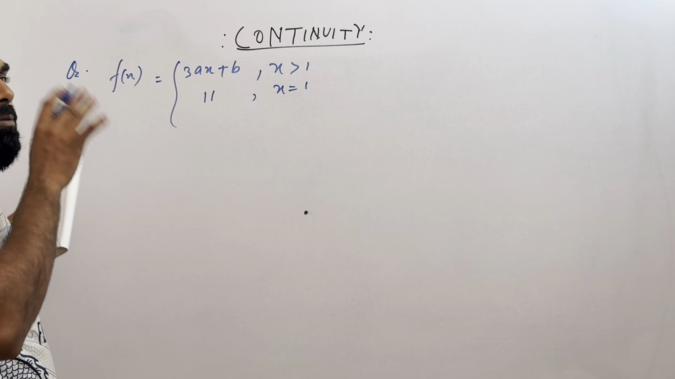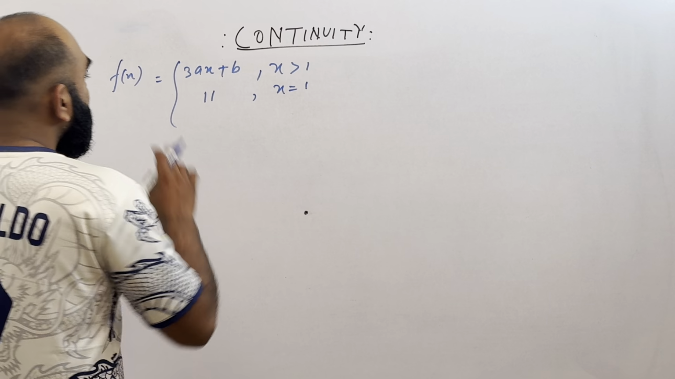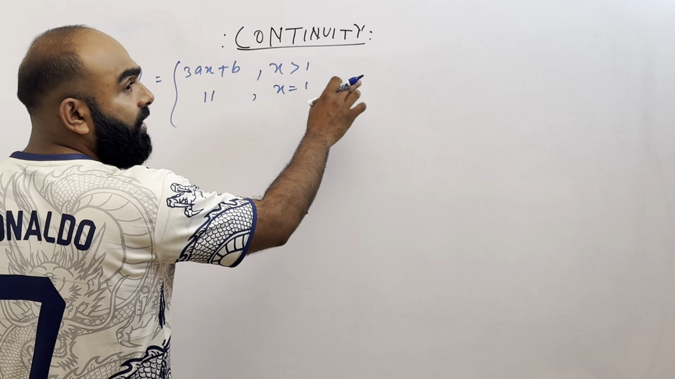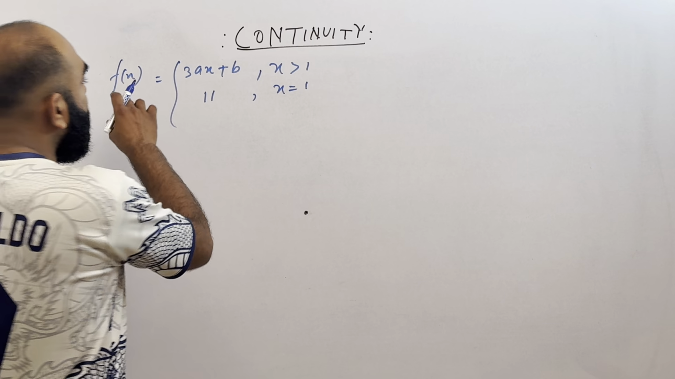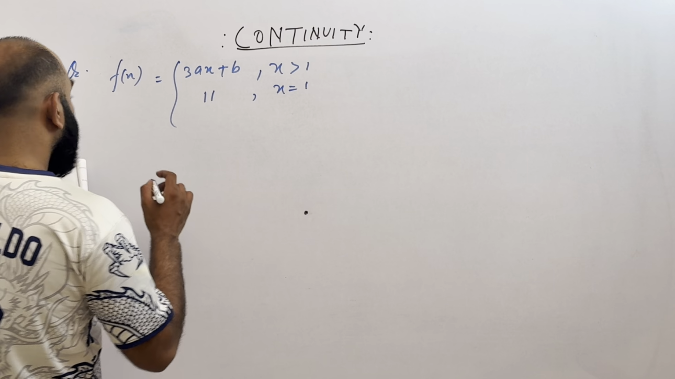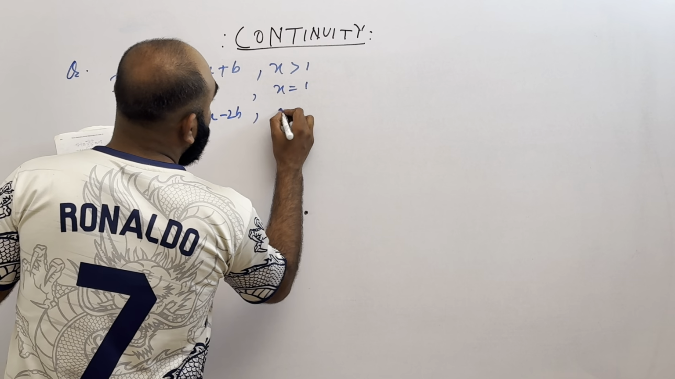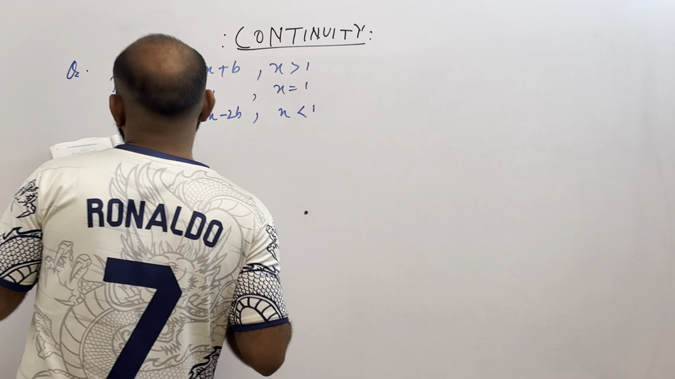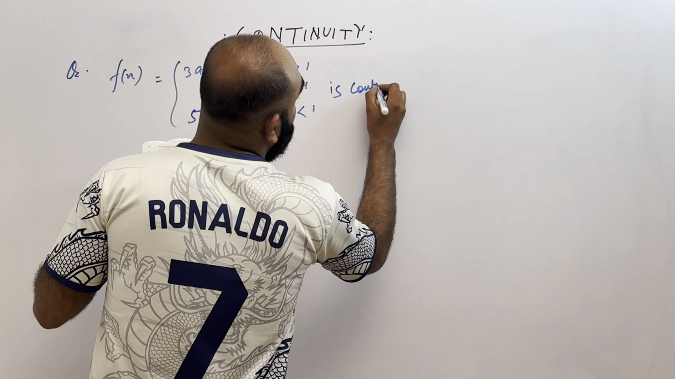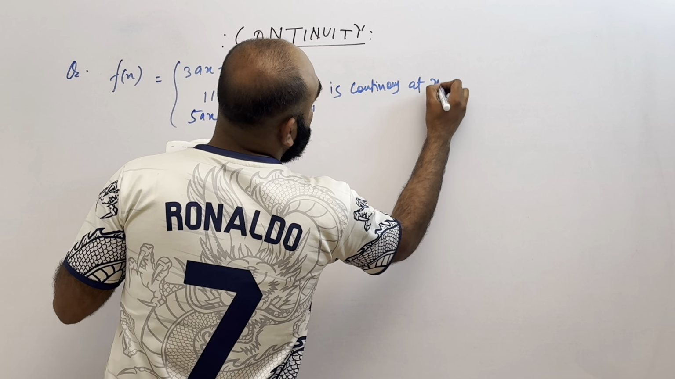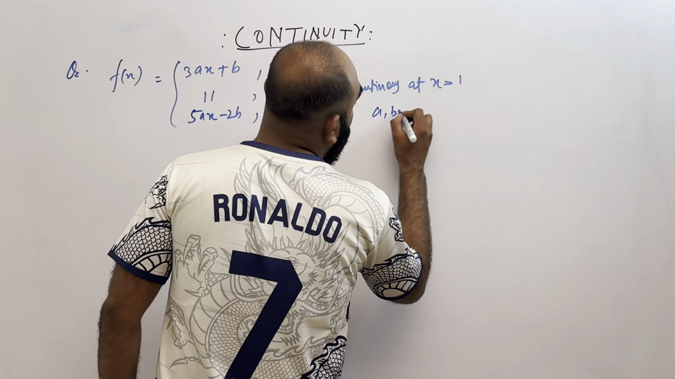I think now you people are habituated to all these things, what I am doing here, how I am writing. This function is defined for x greater than 1, where f of x is equal to 3ax plus b. At x equal to 1, the given function value is 11. And f of x is equal to 5ax minus 2b when x is less than 1. And they are saying this given function is continuous at x equal to 1. Then find the value of a and b.